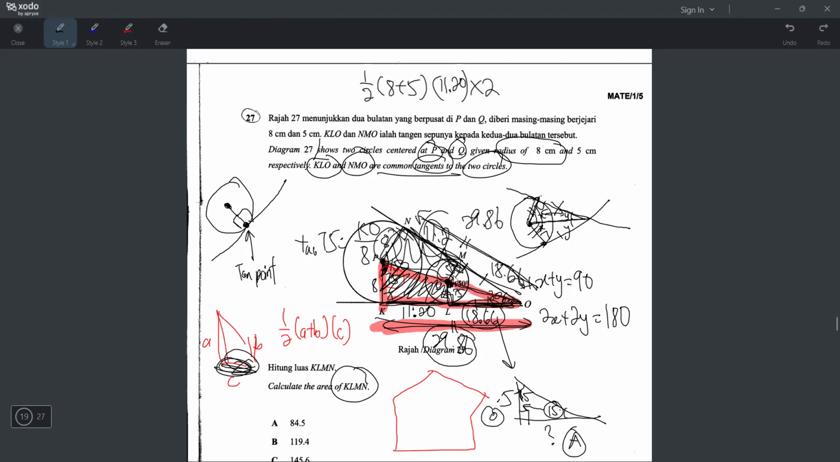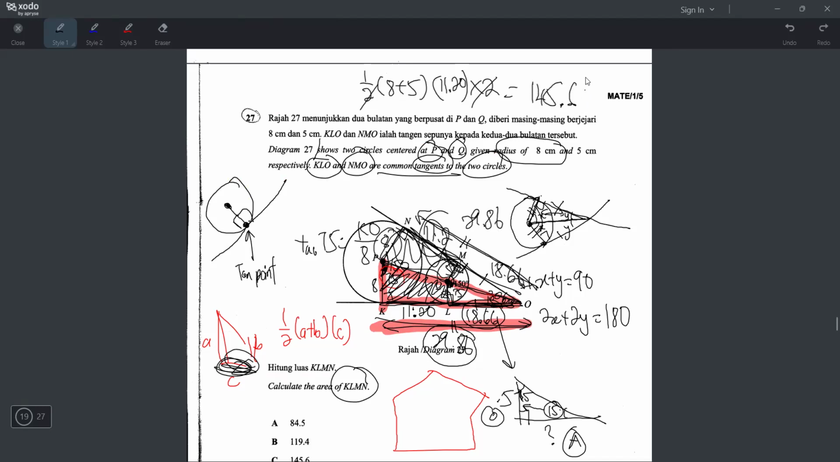It means this trapezium and this trapezium are the same. So you just press this whole thing in your calculator and then you get your answer already. Okay, the 2 can cut. So you just press 8 plus 5, which is 13, times 11.2. Okay, my calculator gives me 145.6.